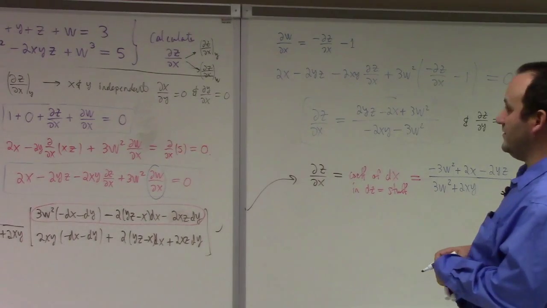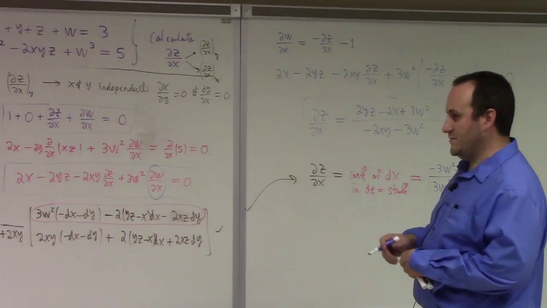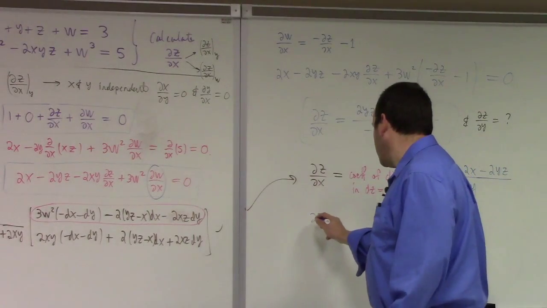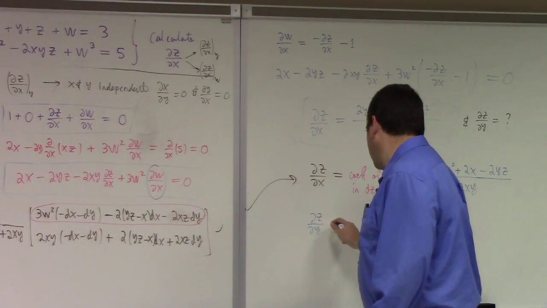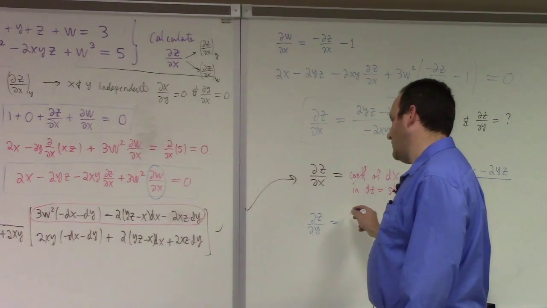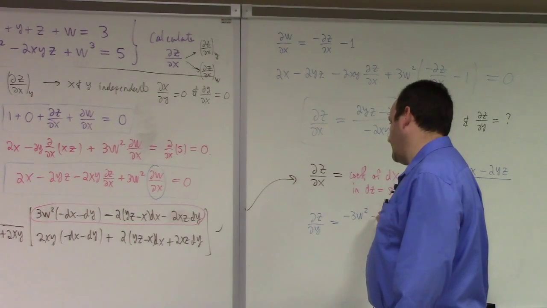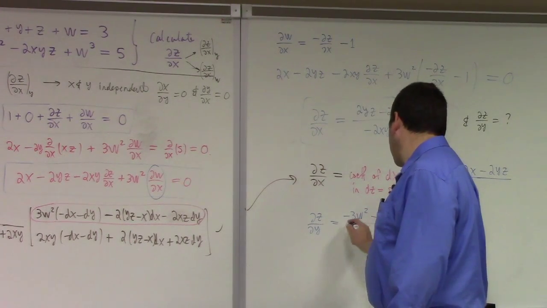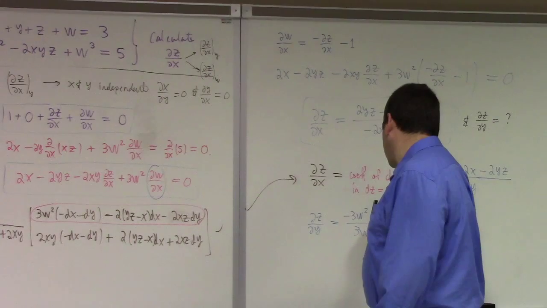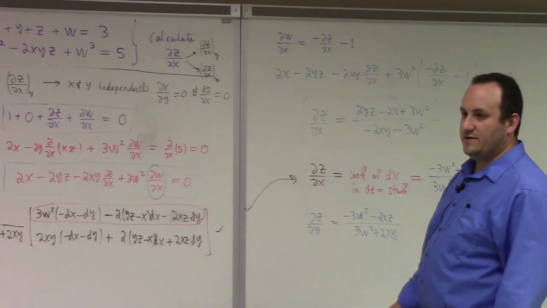Oh, hey, what do you know? But if that was it, that wouldn't be too impressive. The thing is, I can also calculate partial z partial y by looking at this the same, right? Partial z partial y is what? Minus 3w squared minus 2xz divided by 3w squared plus 2xy. But the goodness doesn't stop there.